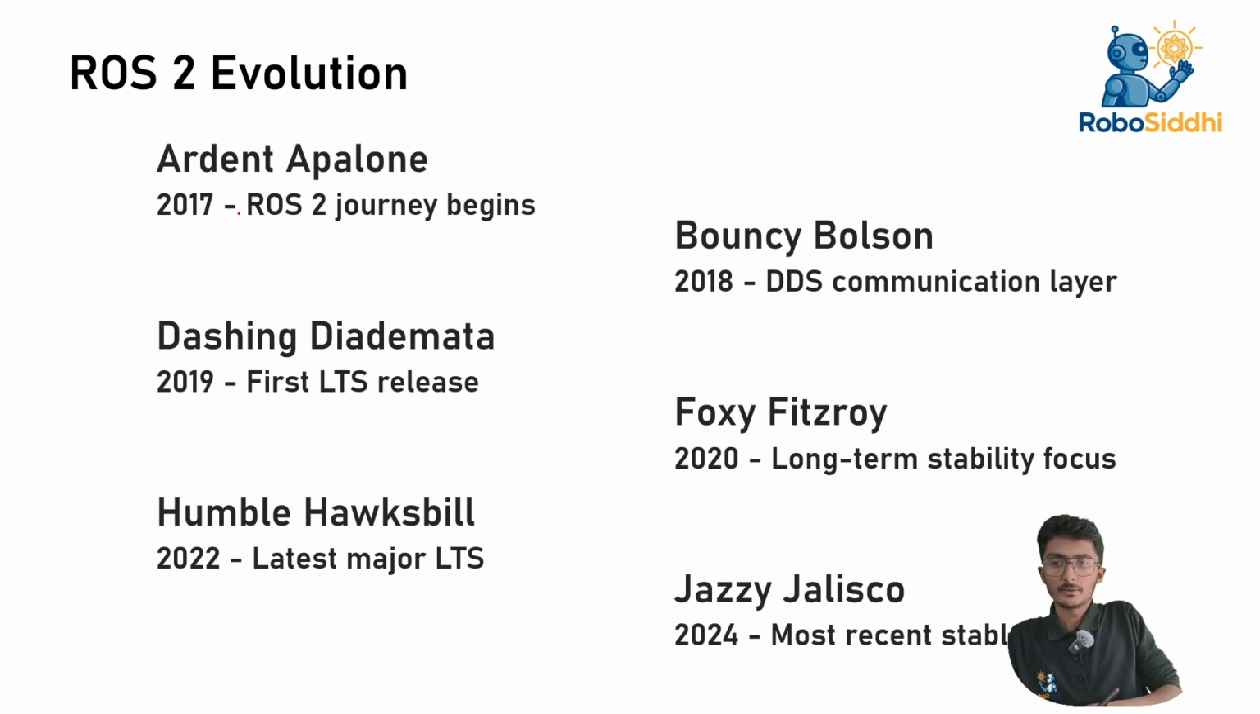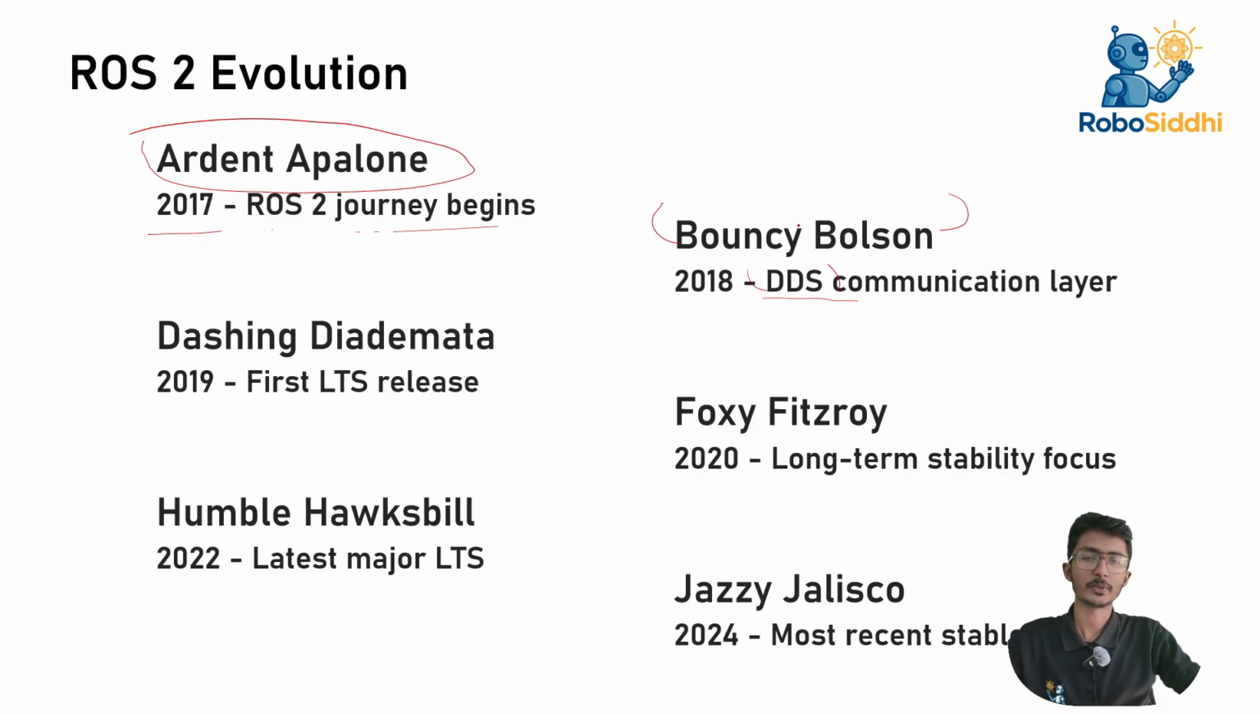Let's talk about ROS 2 now, because we have ROS 2 now. The first ROS 2 version was Ardent Apalone, released in 2017. That's when the ROS 2 journey began. Then they had Bouncy Bolson. DDS is a communication protocol which is used in ROS. Then in 2019 they released Dashing Diademata. Sorry for the pronunciation. It was the first LTS release of ROS 2, which means the first long-term support release.